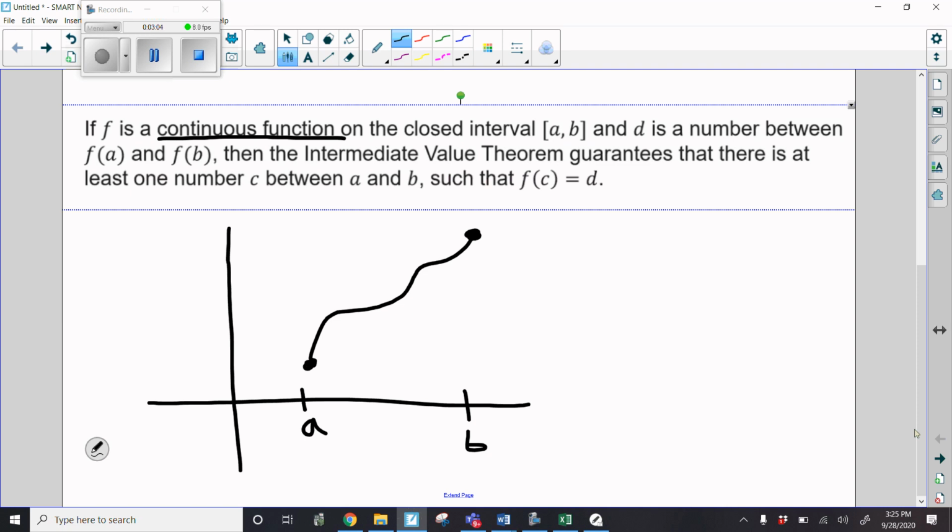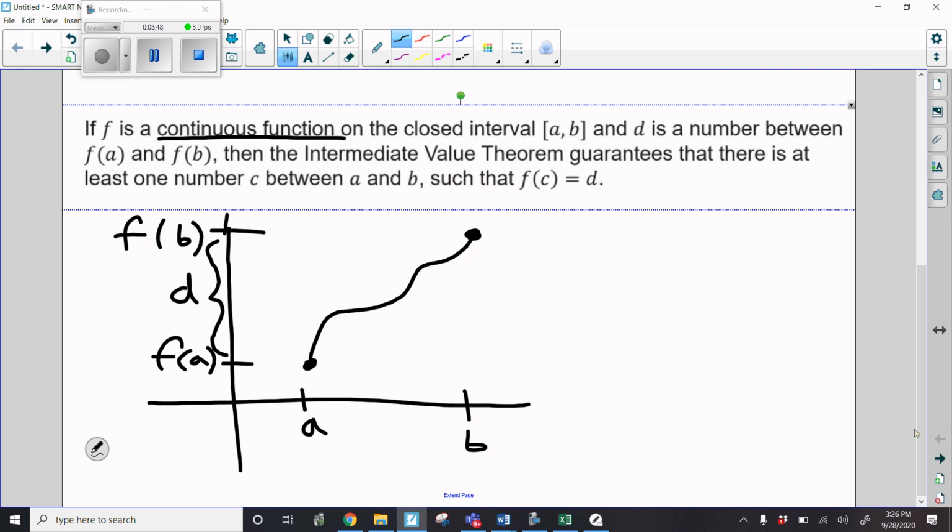And it says d is a number in between f of a and f of b. So let's get f of a and f of b on here. Those are just our y values. So f of a is the y value where a is. It happens to be here on my picture. f of b then would be up here. And what it says is that d is in between f of a and f of b. So d is somewhere in here. It doesn't say specifically where, but it just says somewhere in between them.